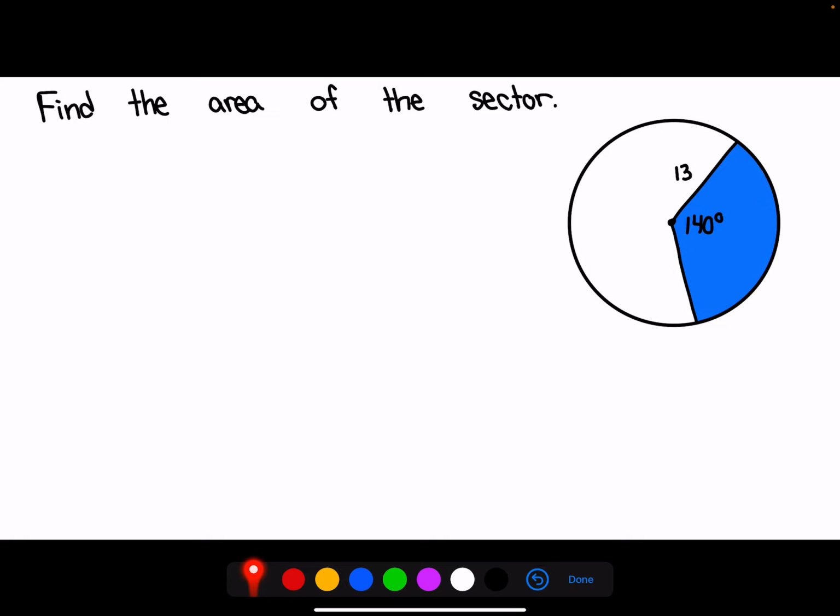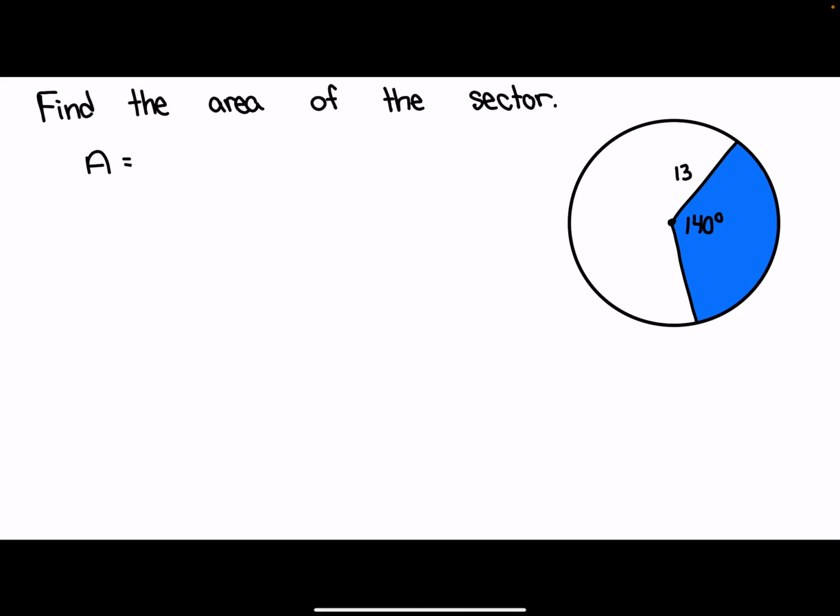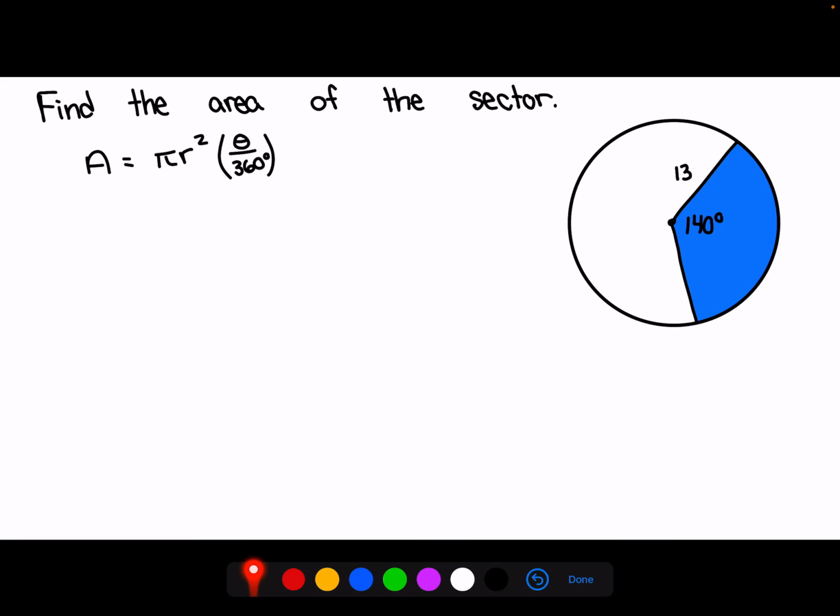So the first thing that we're going to do is find the area of the sector. Now again, that's just the area of this section of the circle. And this is the same thing that we were doing in 9.5. To find that sector, we just use area is equal to pi r squared times theta over 360. Now looking at this, we can see that our radius r is 13, and that theta is our central angle. It's 140 degrees. Now if it was this intercepted arc, that would also be theta as well.